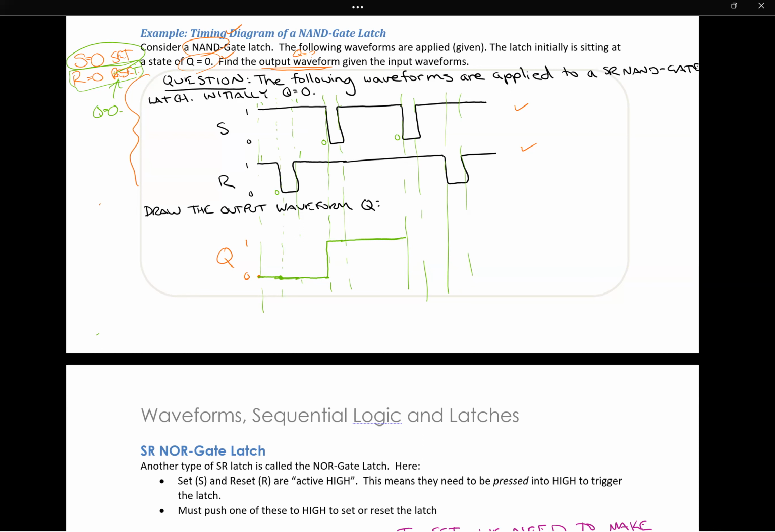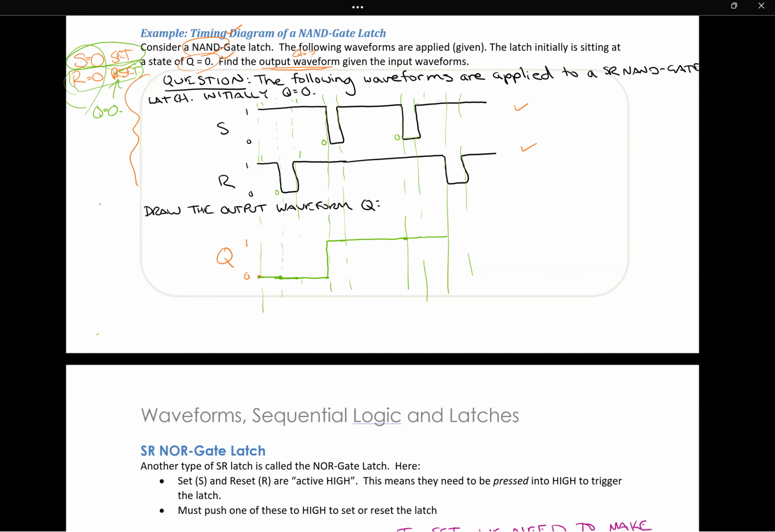Now let's set that latch. I'm already set, Q equals 1, so I'm going to stay set. I wanted to set it, it was already set. I dropped that and pulled it back up to 1. I don't care, because 1 doesn't do anything for me, so I still say set.